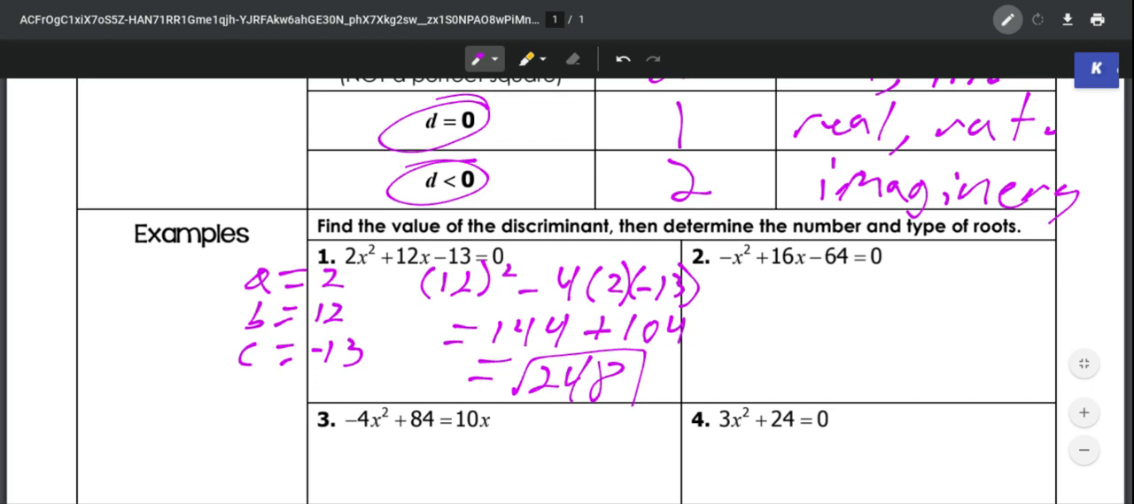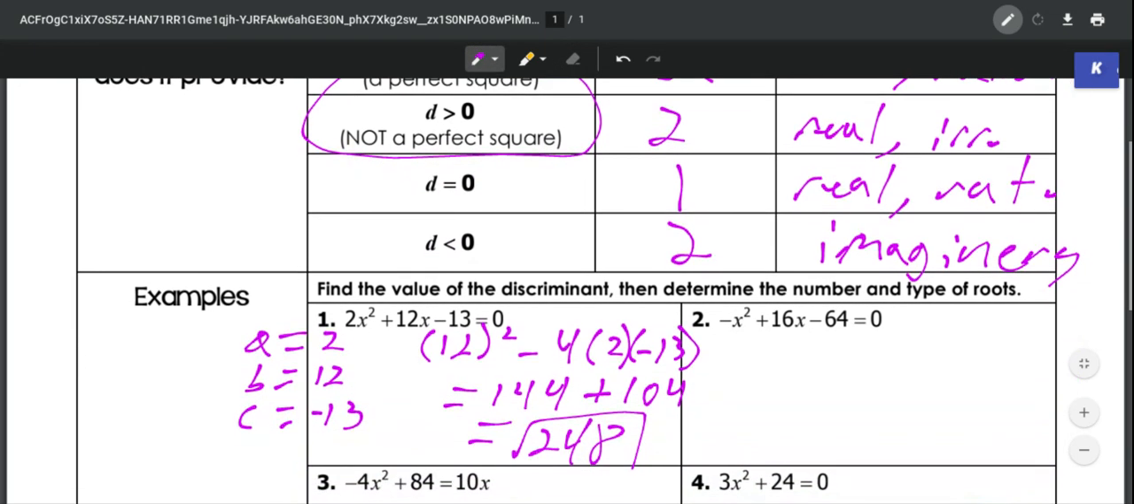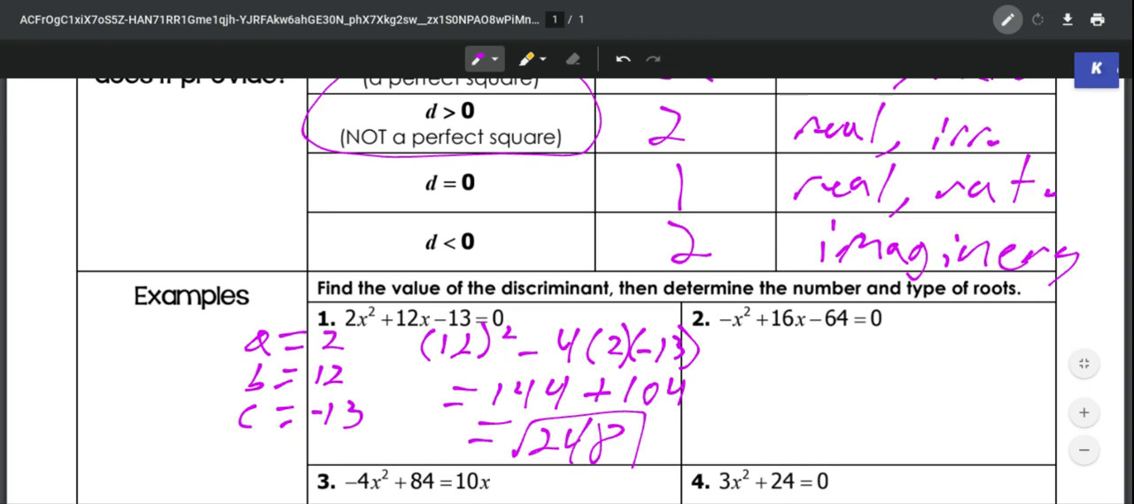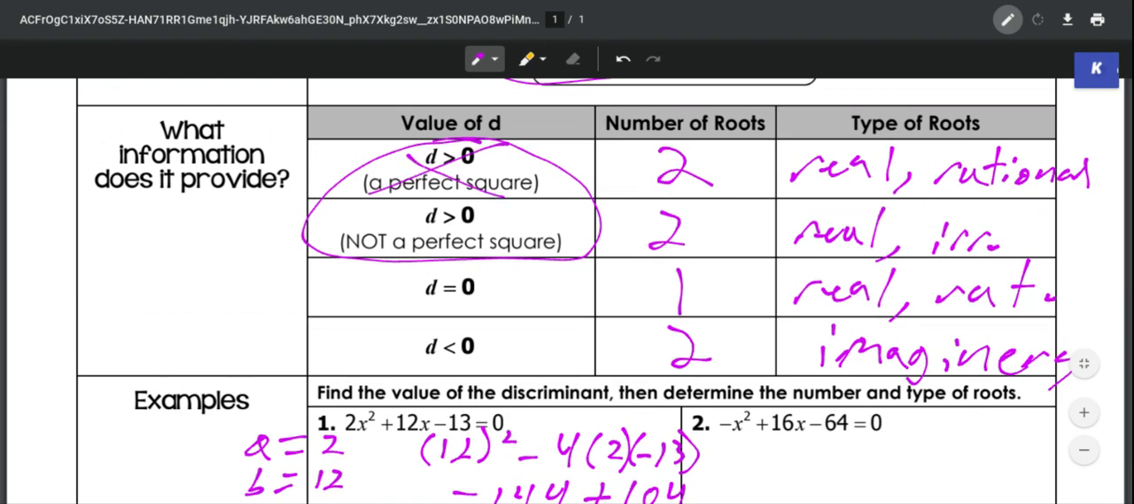Now your discriminant will tell you the number of roots and the type of roots. Our answer is 248, which is greater than 0. So we're looking at these two columns now. We've eliminated these last two columns, so let's just look at the first two. Now we need to figure out, is 248 a perfect square? Can I take the square root of it evenly? And you can't. So that means that we are done with option 1.